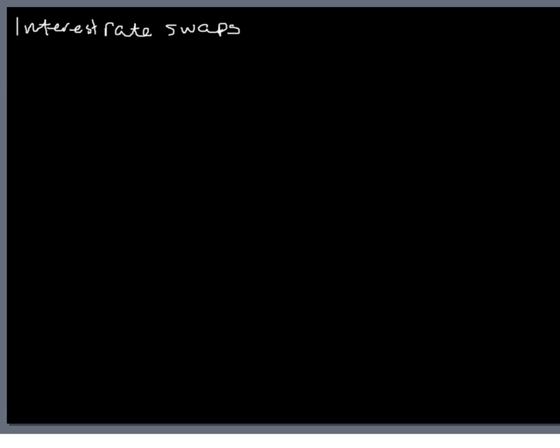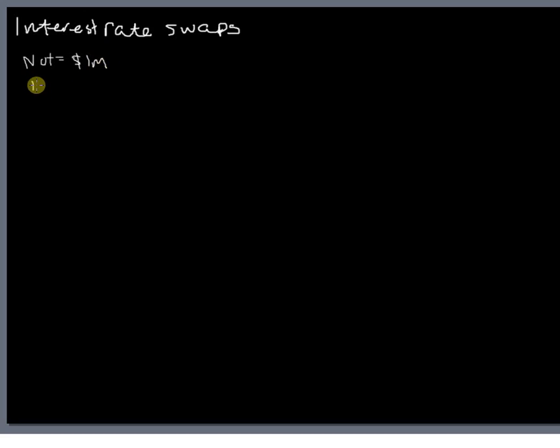So assuming two parties agree on an interest rate swap whereby one party pays the fixed rate and the same party receives the floating rate. Let's assume a notional of 1 million. The reason this is called notional is because there's no actual payment on this amount. It is simply a number upon which the interest rate calculation is based.